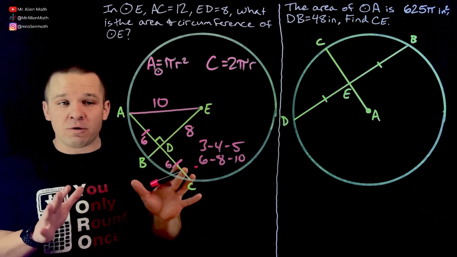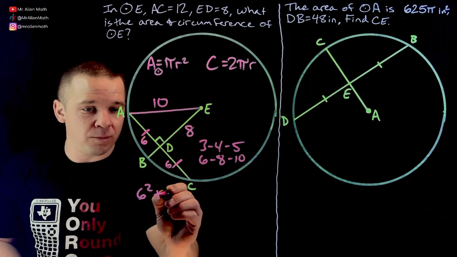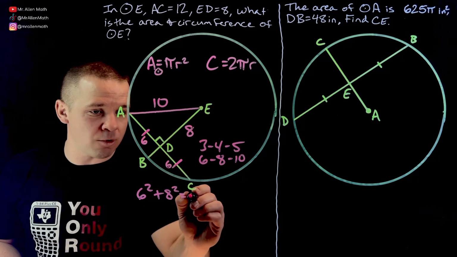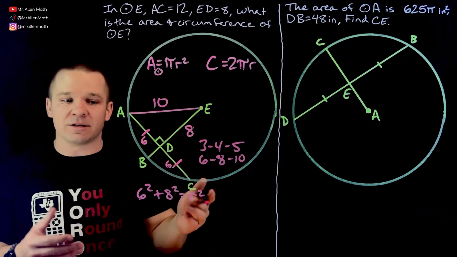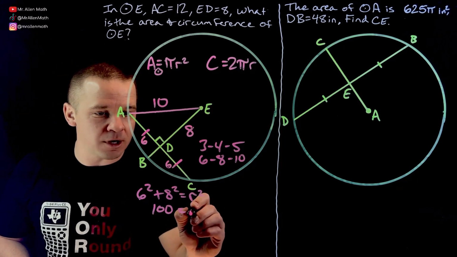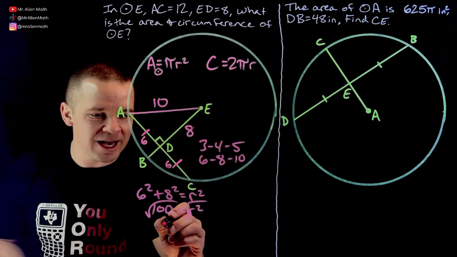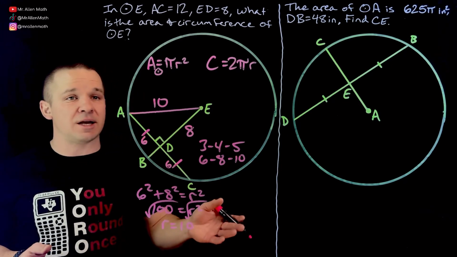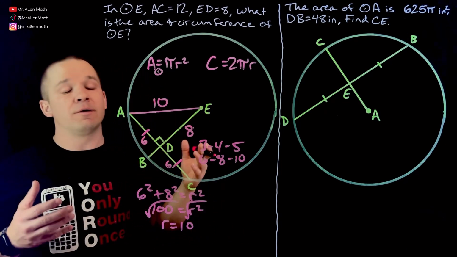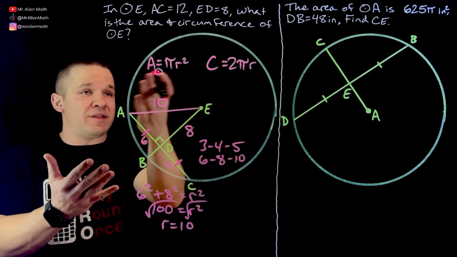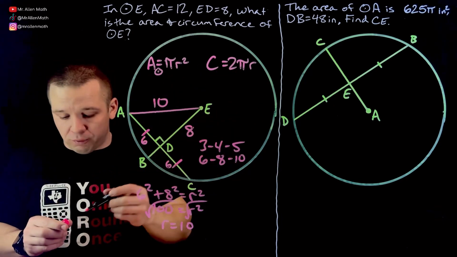If you didn't know that, it's okay. You can always do 6 squared plus 8 squared equals c squared, or my radius squared, and solve it. I'd have 100 equals r squared, square root both sides, and I get r equals 10. So either way you slice it, I get 10 for my radius, which is wonderful because now I can find the area and the circumference of the circle pretty easily.